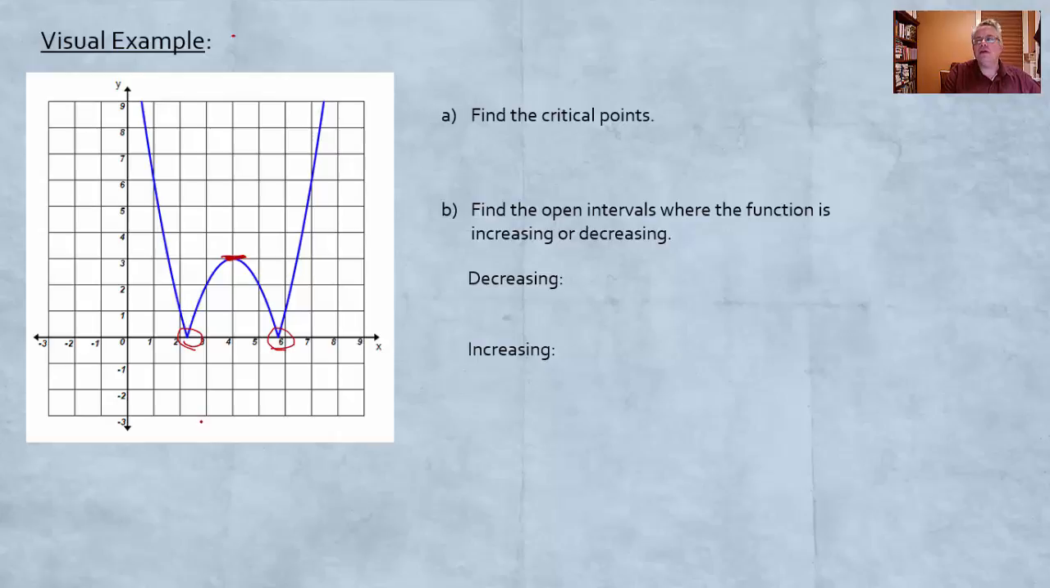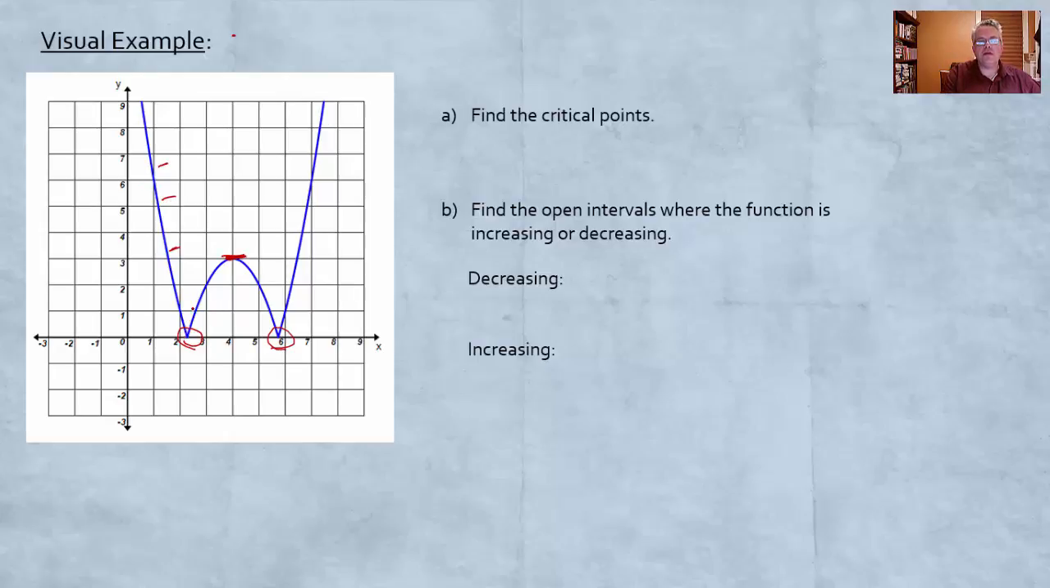Okay, we want to identify the intervals where it's increasing or decreasing. Well, it's decreasing right here, this part of the graph, until it gets to that first critical point. This is a part of the graph where the first derivative is negative. Decreasing there. F prime is negative. The slope of the curve is downward.